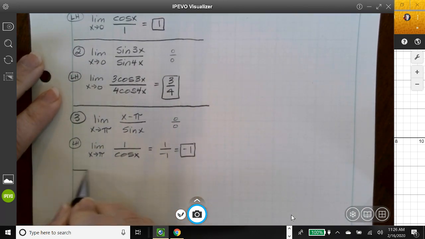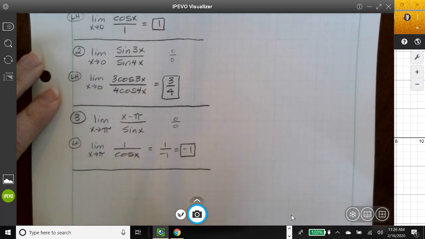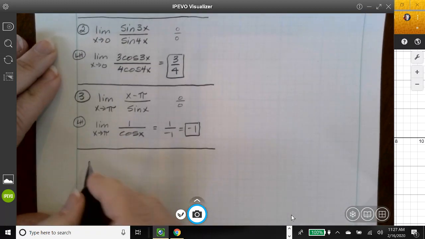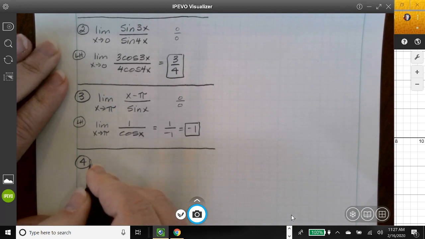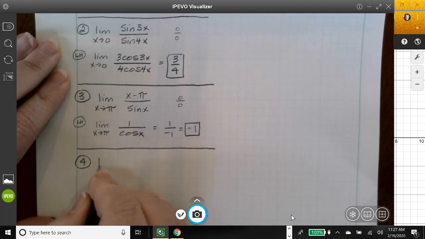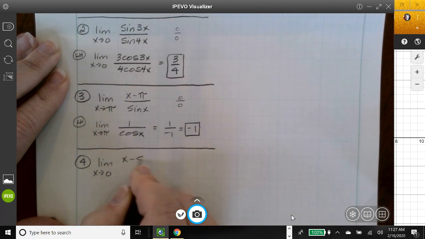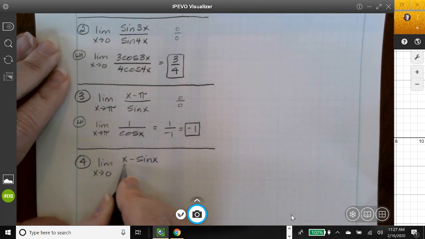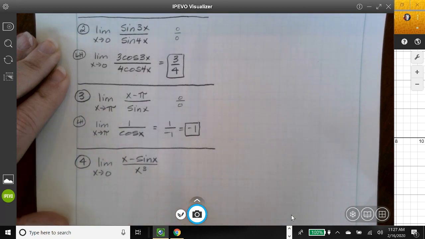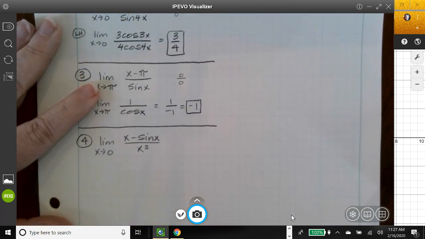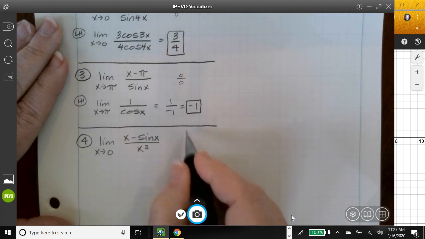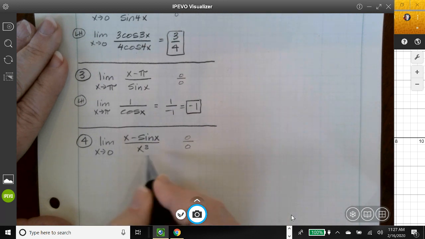All right. Number 4. The limit as x approaches 0 of x minus sine x over x cubed. So what happens when I plug in 0? Well, I get 0 minus 0 over 0.